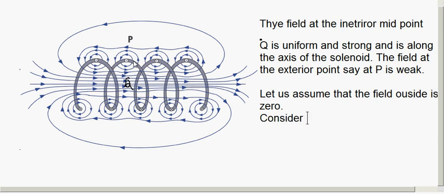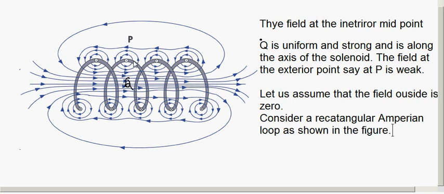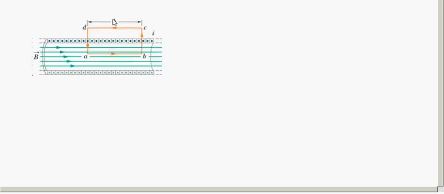Consider a rectangular Amperian loop, as shown in the figure. To summarize, I have drawn here a uniform magnetic field B, and this is the dot end of the current and this is the cross end of the current. B is also shown, it is uniform and it is along the axis of the solenoid.